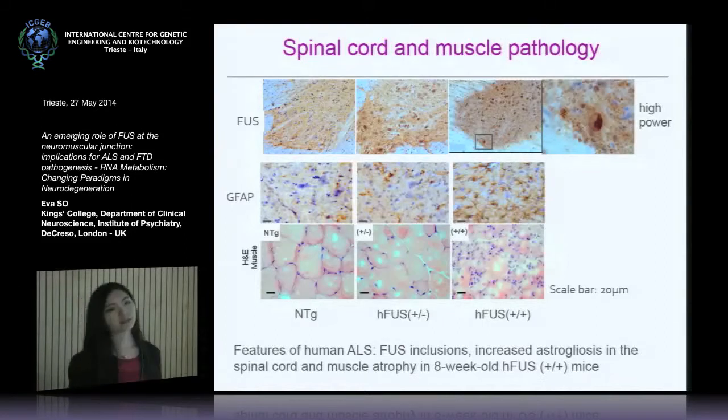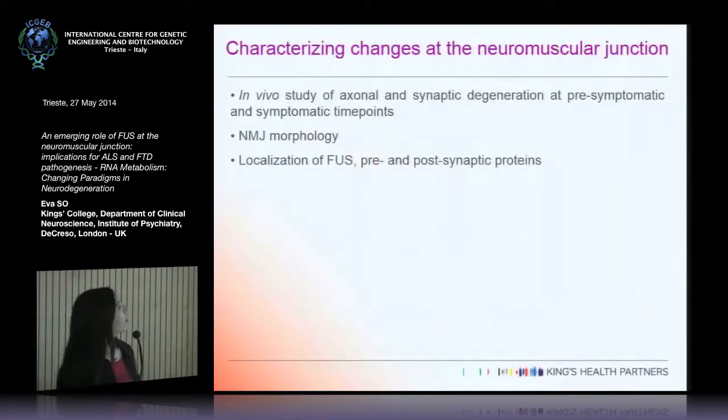So one very interesting thing is that apart from all these pathological changes that we found in the spinal cord and muscle, there is actually no loss of neurons and very little neuroinflammation detected in their brain. So this may suggest that the neuronal degeneration in these mice may follow a dying back pattern. So I was very interested to try to characterize any changes at the neuromuscular junction in these mice. So I decided to perform an in vivo study of the axonal and synaptic degeneration at both presymptomatic and symptomatic time points along the disease progression.